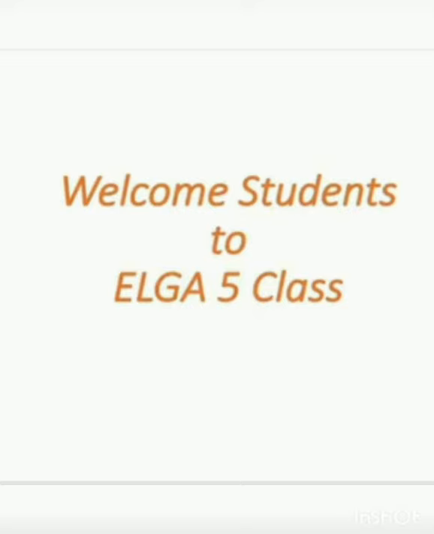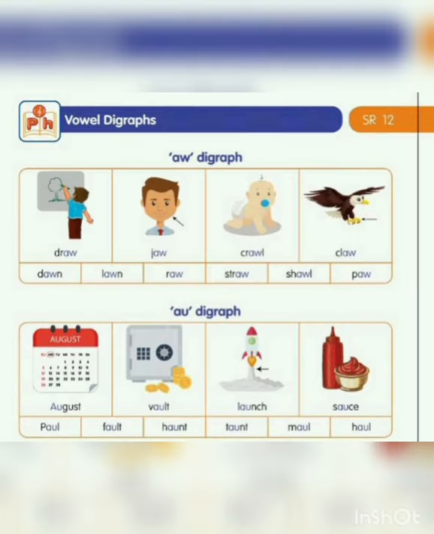Today we are going to revise unit 5. First of all, in the phonics section we will revise vowel digraphs AW and AU. So let's get started. So students, as you can see, AW digraph and AU digraph, both the digraphs make a single sound O.